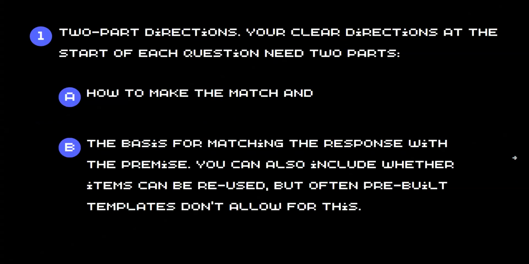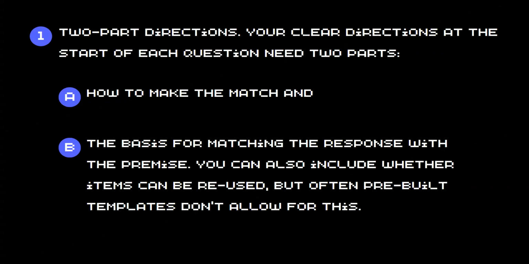First, two-part directions. Clear directions at the start of each question need two parts. The first part is how to make the match. In this first part you need to think about how you are going to make the match between column A and column B. It's up to you how you give that test.